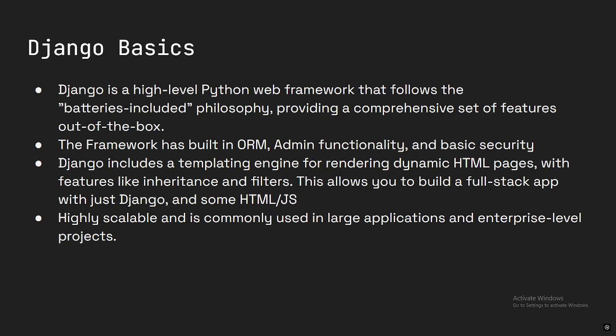So you can include HTML code with some JavaScript, and it can even inherit things and run filters. This means that Django can build a full stack app with just Django and some HTML code. You won't need to use React with Django, but you still can. But it's not necessary. Django is highly scalable. It's commonly used in large applications and enterprise level projects, but it is not as performant as something like Spring Boot.